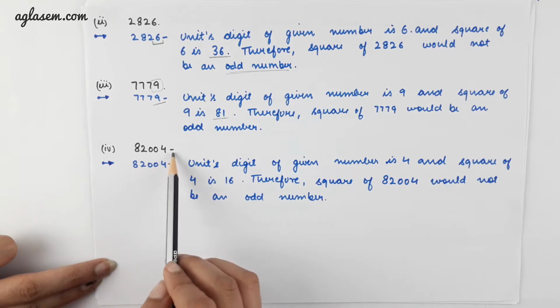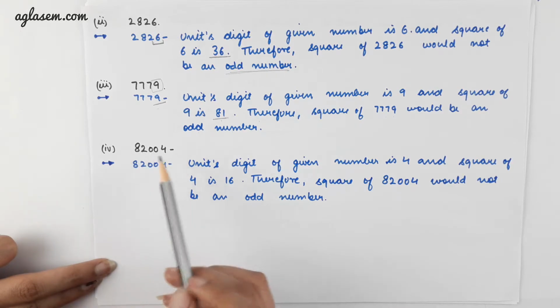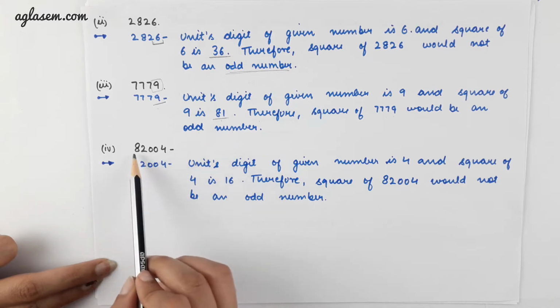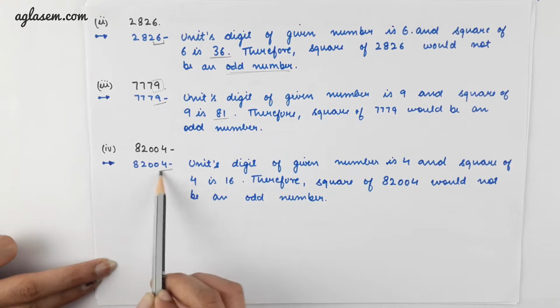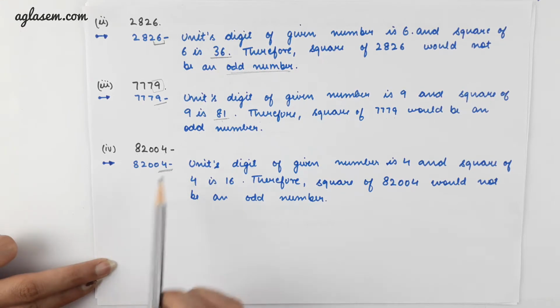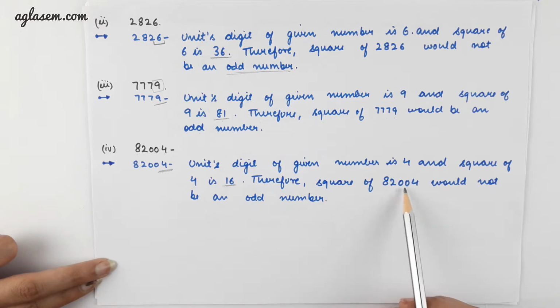The last part of the question is we have to tell whether the following number is an odd number square or not, which is 82004. Here also consider the unit digit of this number, that is 4, and the square of 4 is 16, which is not an odd number. Therefore, the square of 82004 would not be an odd number.